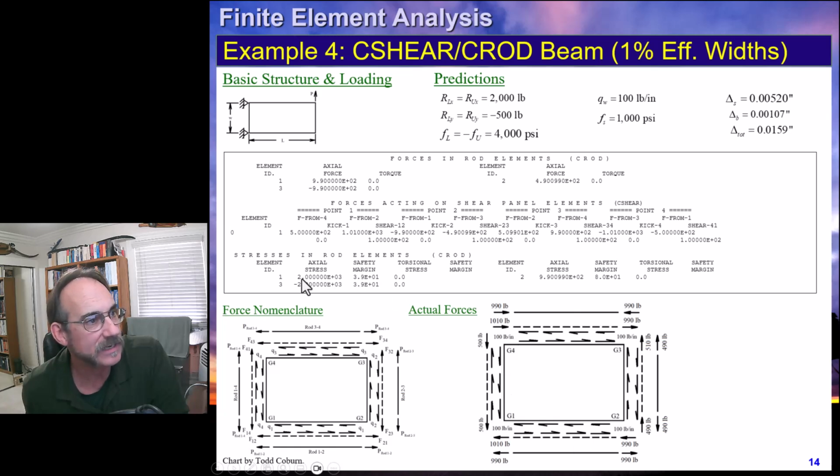We then go over here and take our axial forces. Rod 1 has 2,000 pounds of, let's see, those are stresses. Here's our, where's our rod forces? Here we go. Rod 1 had 990 pounds of tension at node 1 and node 3, right? That rod always has a constant force. Rod 2 has 490 pounds of tension. Rod 3 has 990 pounds of compression.